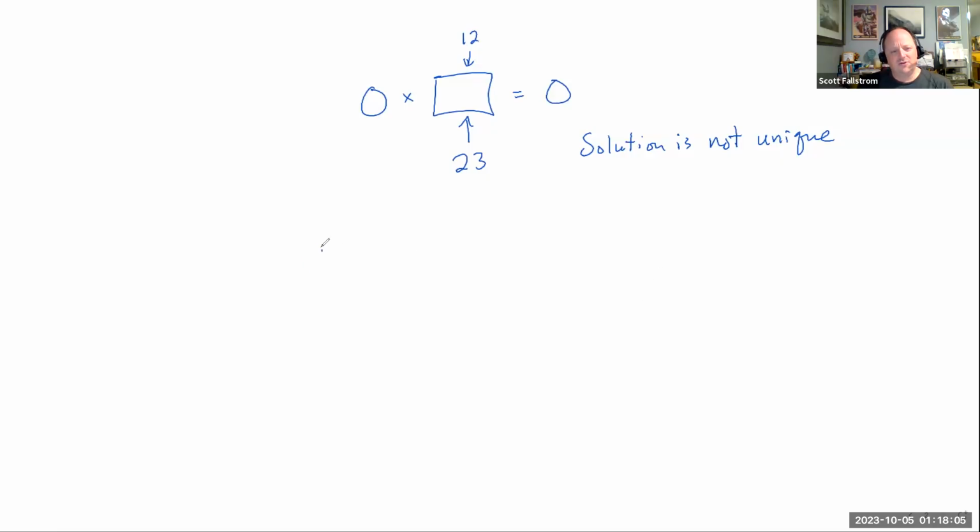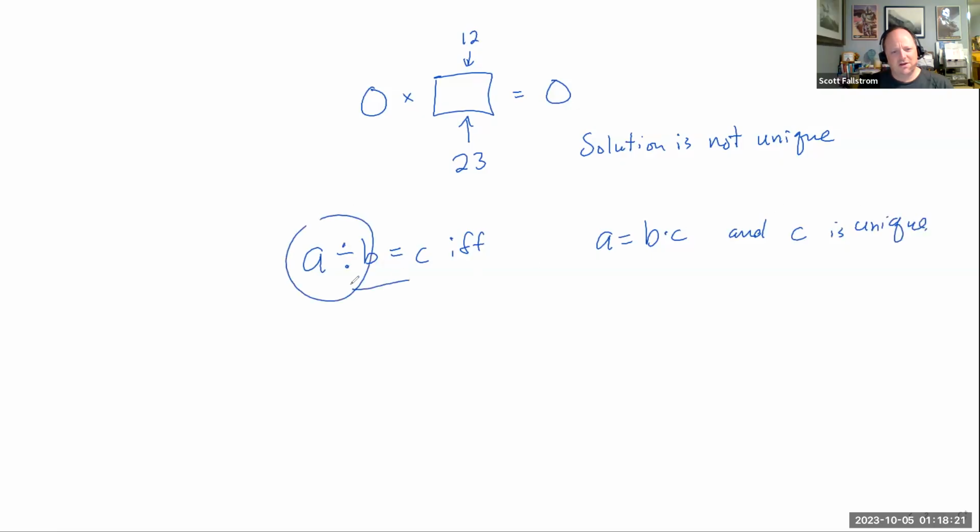When you do a division problem and we say A divided by B is equal to C if and only if A is equal to B times C and C is unique, what we are saying is when you do division, the answer that you get had better be the only possible thing you could get.